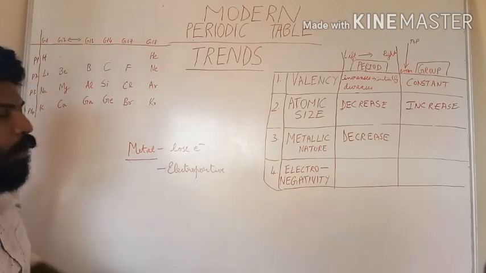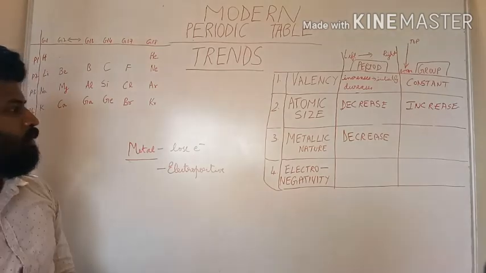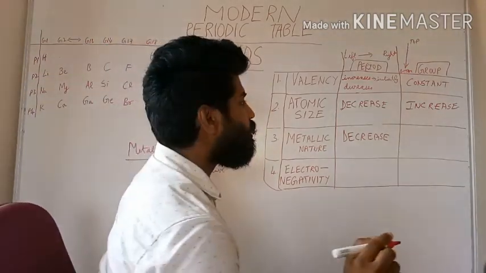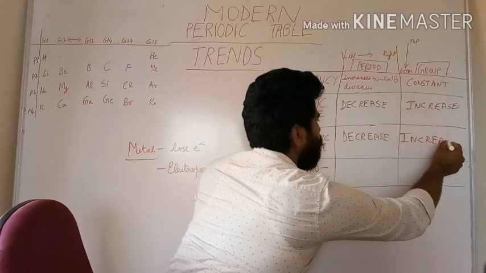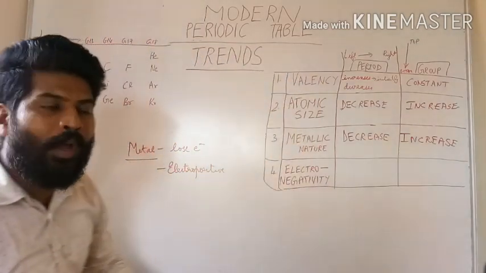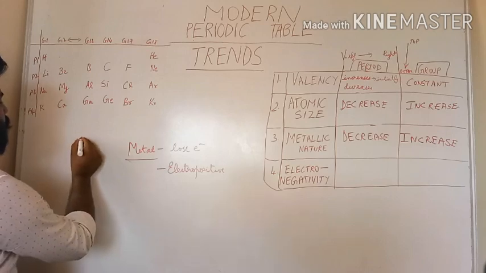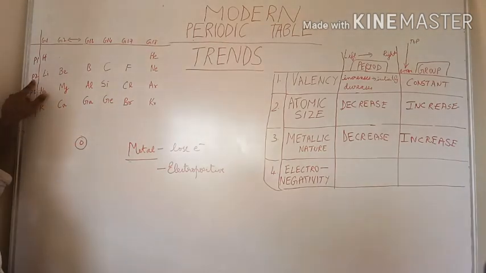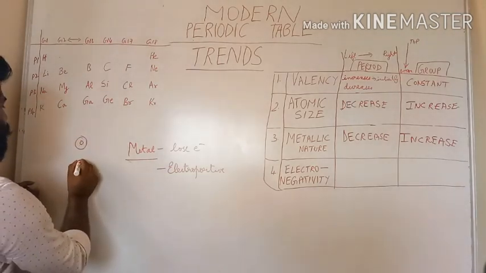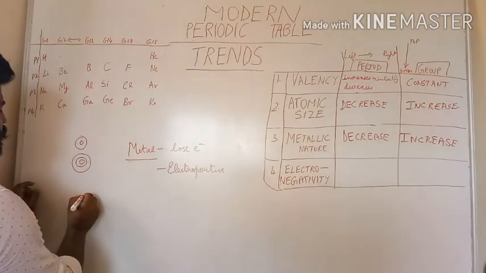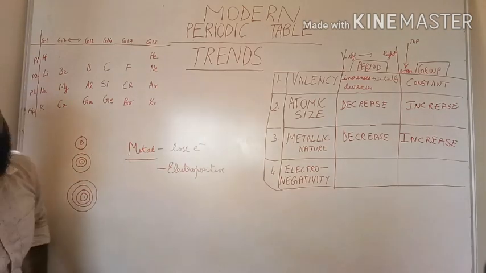As we come down the group, will the metallic character increase or decrease? In a group, metallic nature will increase. Why? Take for example lithium, sodium, potassium. Lithium, being in the second period, has two shells, K and L. Sodium will have three shells and potassium will have four shells.